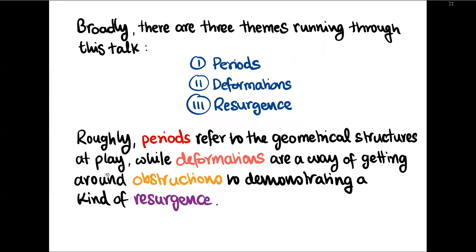There are broadly three themes that run through this talk. The first is periods, the second is deformations, and the third is resurgence. I will explain all of these as I go along. By periods, I refer to the geometrical structures that are at play underlying our system. Deformations are a way of getting around a particular kind of obstruction, and that obstruction is to demonstrating a particular kind of resurgence, okay? So that's roughly the set of ideas in the talk, and I will explain what I mean by each of these things as I go along.